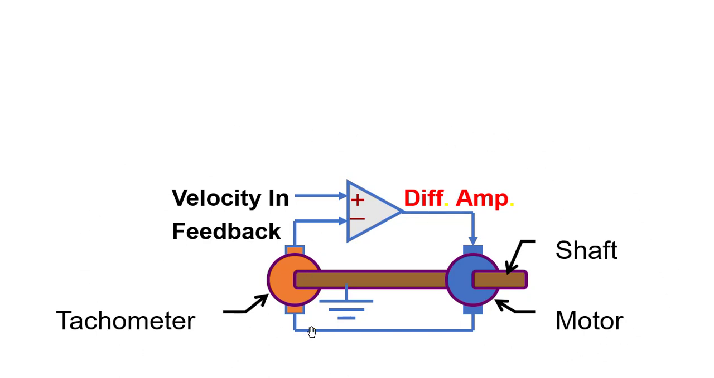Instead of using a differential amplifier, we can use a computer over here. It's a small computer which has the input data, which is the speed you require, and finally you get the output at the motor. So this is your servo motor.